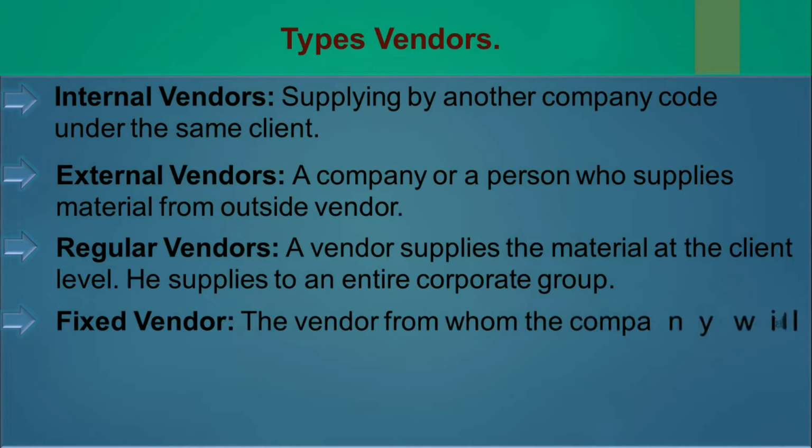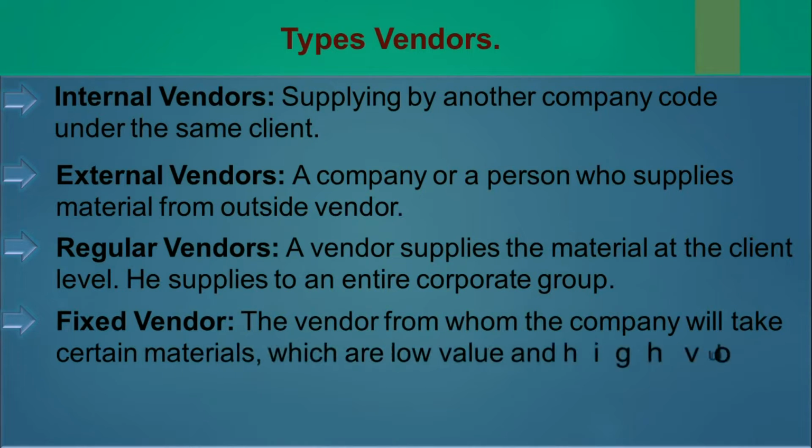Next is fixed vendor. The vendor from whom the company will take certain material. It is based on the contract or mutual understanding between both parties, that is vendor and company code. Also note here, fixed vendor is always maintained in the source list. So previously I told you a regular vendor is maintained in the purchasing info record, that is one master data type that I will cover later on, and another master data is the source list, that I will also cover after this.